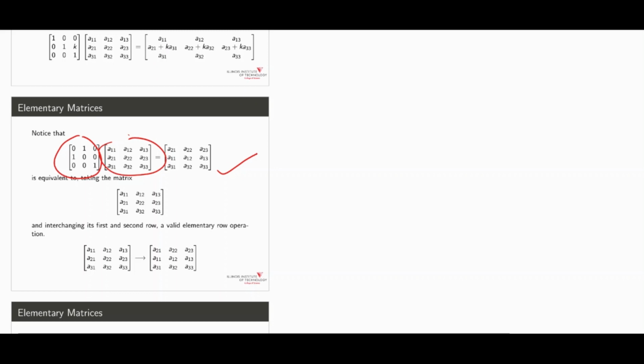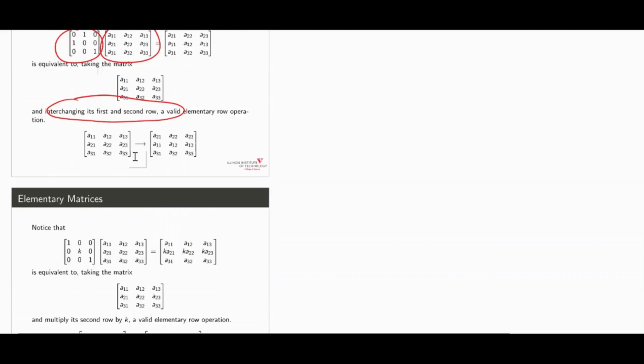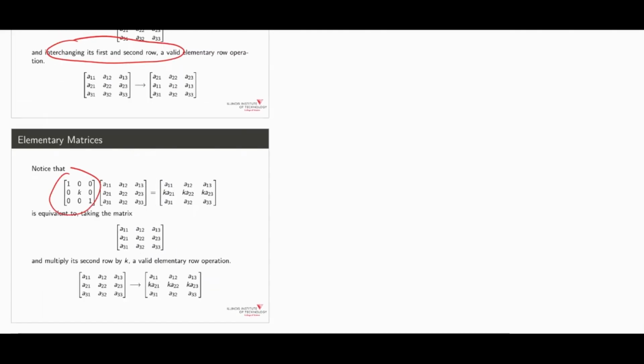This is the same as if you are performing elementary row operations by interchanging the first row and the second row. Recall in the section on Gaussian elimination, changing rows is a legitimate row operation. So this matrix multiplied by this matrix A has the effect as if you are interchanging the first and the second row. Now let's look at this. If you take this matrix, multiply this, this is what you get. This is the same as taking this matrix A and multiplying the second row by the scalar k. Again, this is a legitimate elementary row operation.